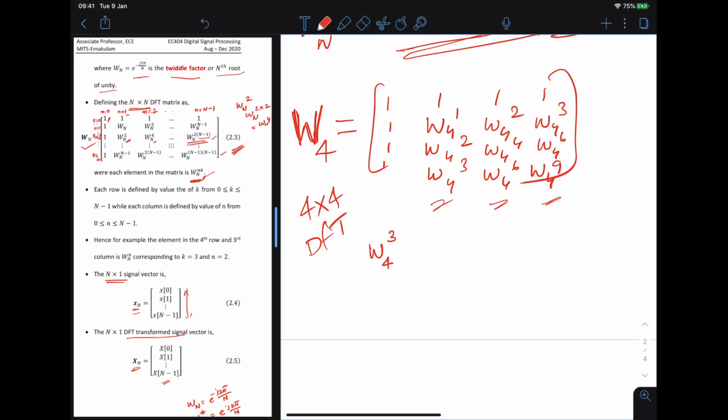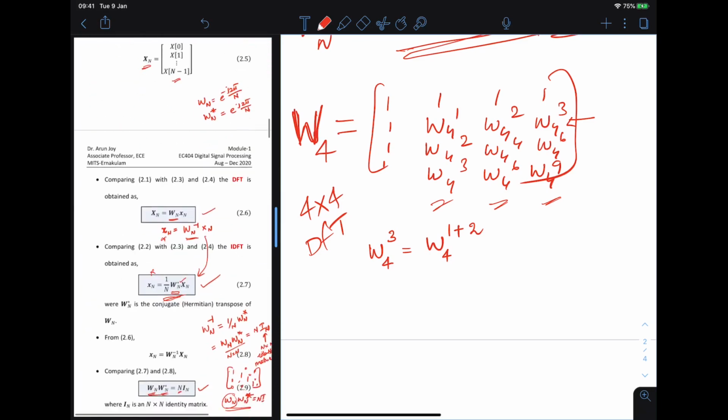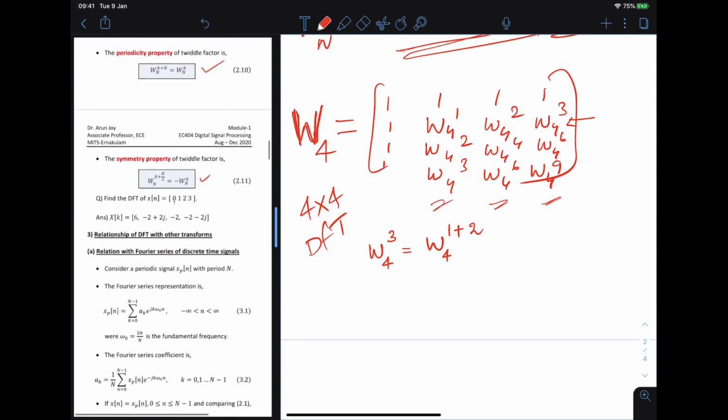W4 raised to 3, that is this element. W4 raised to 3 can be written as W4 raised to 1 plus 2. Now have a look at your symmetry property. Just written like this, capital N by 2 is 2, that is this 2 plus 1. So according to symmetry property, what should be your answer? Because this is equivalent to doing W4 raised to 1.